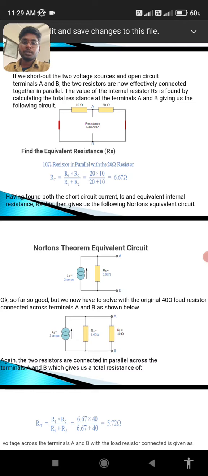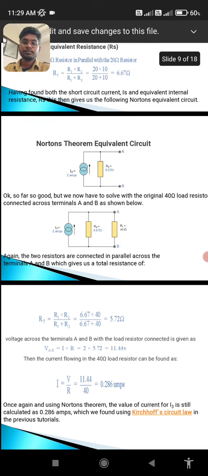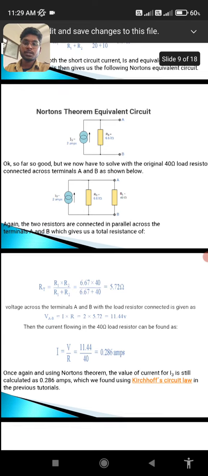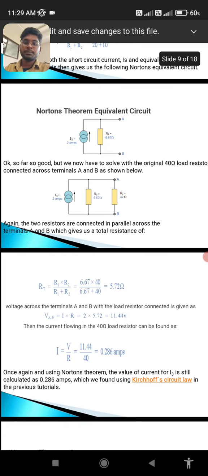Having found both the short circuit current Is and the equivalent internal resistance Rs, this then gives us the following Norton's equivalent circuit. Okay, so far so good, but we have to solve it with the original 40 ohm load resistor connected across terminals A and B as shown below.